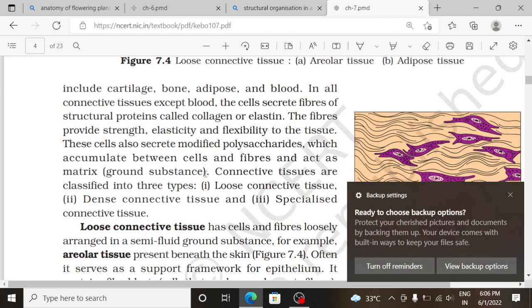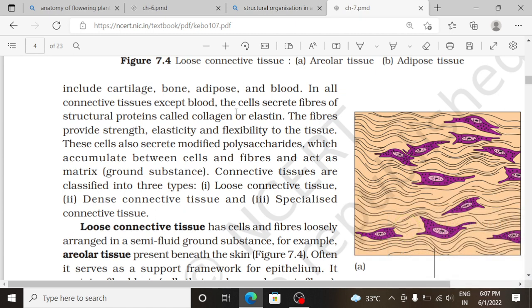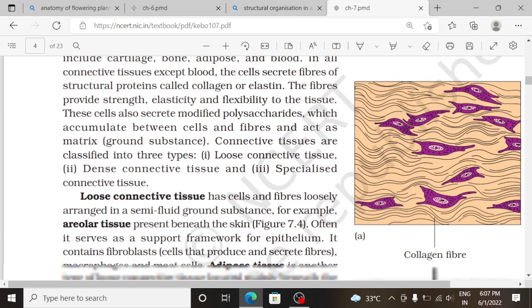In all connective tissues except blood, the cells secrete fibers of structural proteins called collagen or elastin. The fibers provide strength, elasticity and flexibility to the tissue. These cells also secrete modified polysaccharides which accumulate between cells and fibers and act as a matrix, which is also called a ground substance. Connective tissues are classified into three types: loose connective tissue, dense connective tissue and specialized connective tissue.